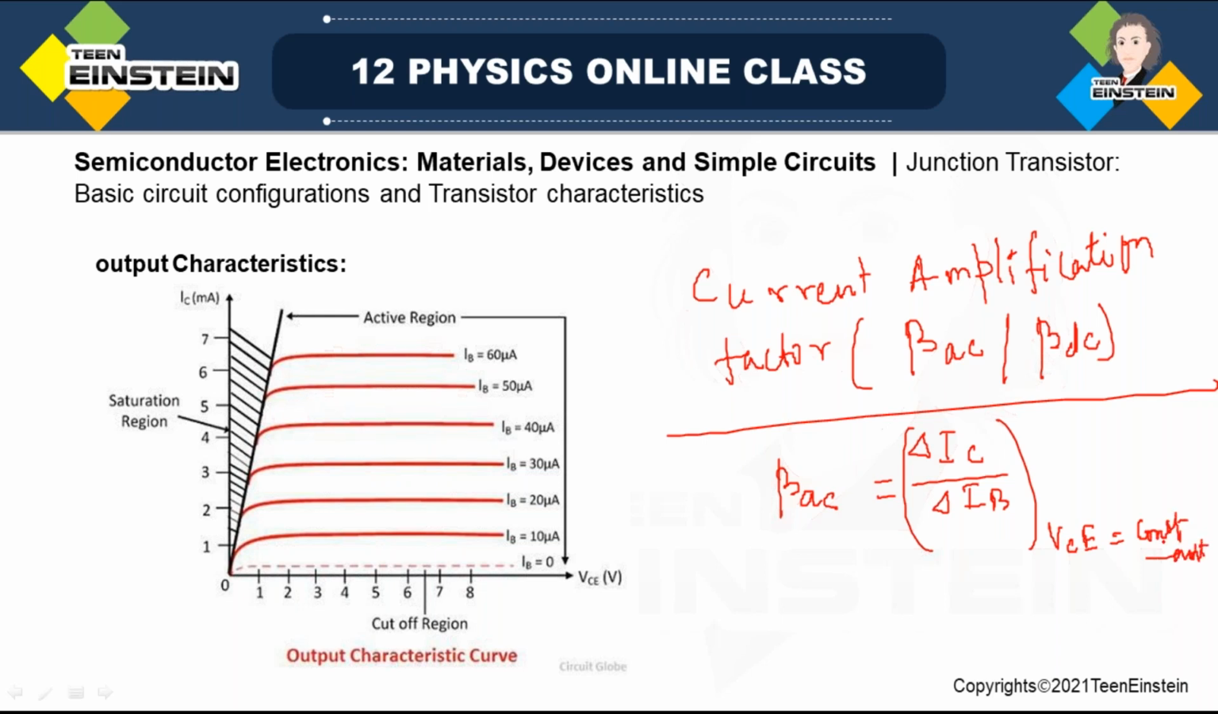So for VCE constant, some constant value, if you get the ratio of change in the collector current to the change in the base current, that will give you beta AC. This is called amplification factor or small signal current gain.